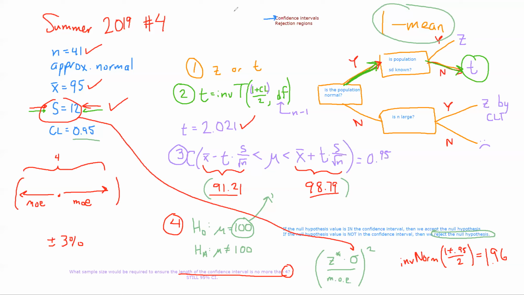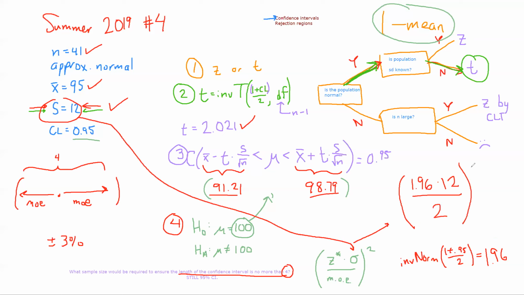So let's see if I can make some room here. Let's get rid of this and this. We have our z star, which is 1.96. We're going to continue using S as our standard deviation, 12. And as you said, the length of the confidence interval is 4, but that means the margin of error is therefore 2. Put that in, square that. So 1.96 times 12 divided by 2, and then squared gives me 138.29. But of course, with any sort of sample size question, you always round up. So the minimum sample size needed would be n equals 139.